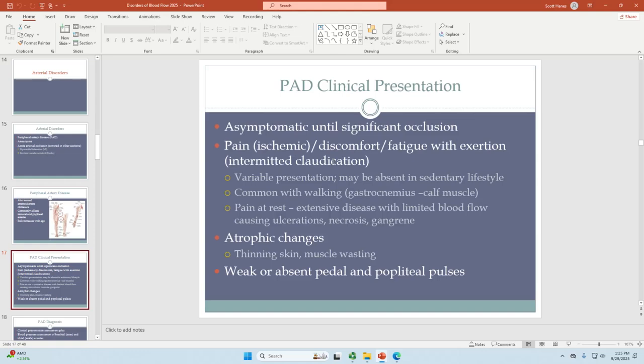Okay, so with walking, you'll tend to see it more than with other types of exercises because of the involvement of the calf muscle and its use of oxygen. If the pain is at rest, that probably suggests a more severe presentation of disease, such that they can't get enough oxygen, enough blood flow, even when their tissues don't demand a lot of oxygen. Okay, so the blood flow is pretty low in that situation.